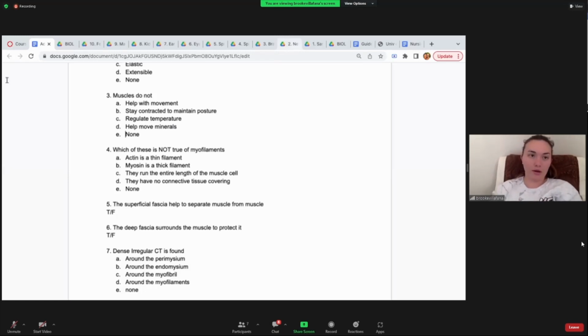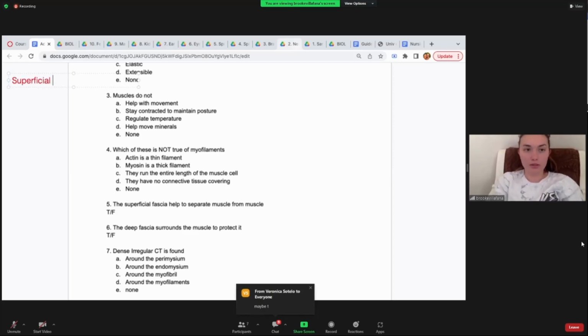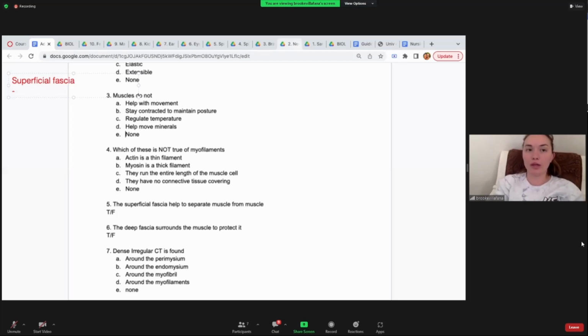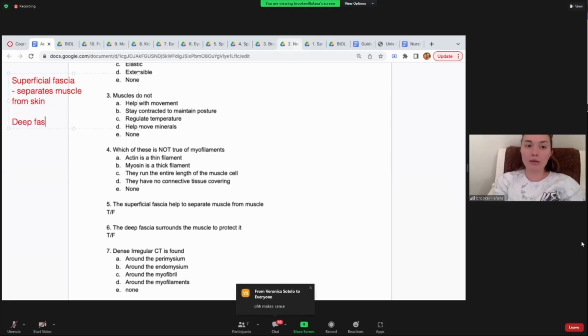Okay, this might be an area where we haven't looked at this. So superficial fascia, this is going to be the most superficial. So if you think about the most superficial, what is the most superficial thing you can think of? Your skin, right? Your skin is the most superficial. So this separates muscle from skin. Maybe think superficial S for skin, okay? Deep fascia separates muscle from muscle, okay? So kind of think of it, they're deeper down, right?